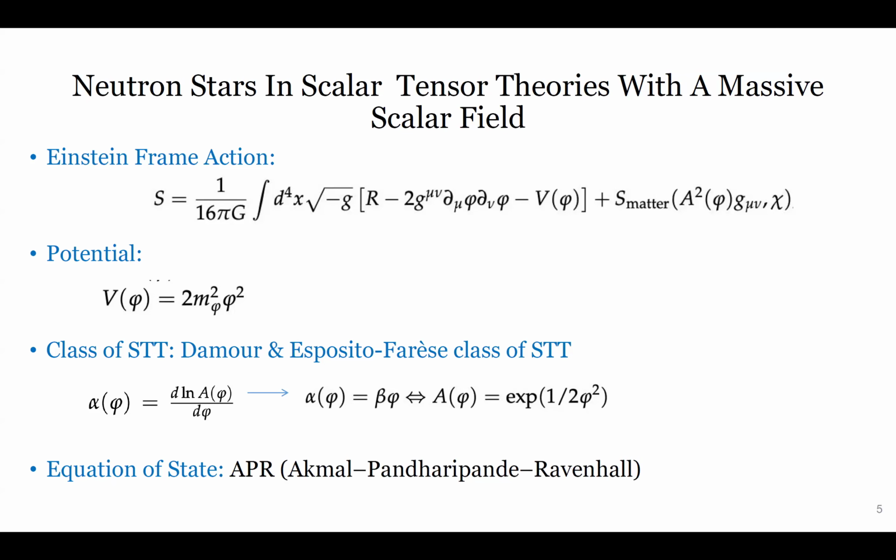Throughout my work, I have used this Einstein frame action, and the potential through which I put in the scalar mass is in the quadratic form. The class of scalar tensor theory that I've used is the DEF, where alpha describes the strength of the coupling, and A is called a conformal factor that helps us switch between the two frames that we discussed before. The equation of state that I have used is APR, which is a realistic EOS for dense matter.